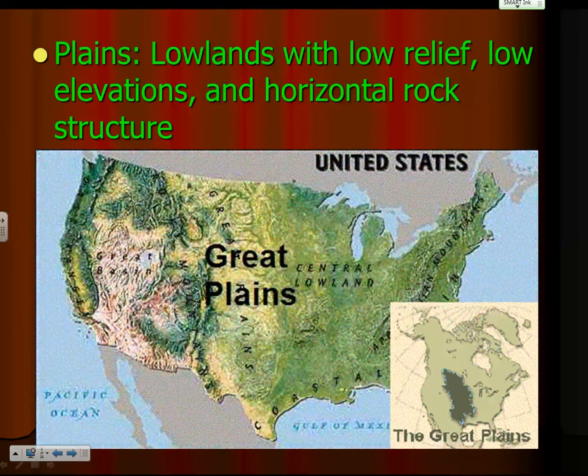Okay, the next landscape region, plains. Lowlands, they have low relief. That means not lots of ups and downs. Low elevations, so they're not that far above sea level, comparatively speaking. And horizontal rock structures, so the rocks are relatively flat in relation to each other. And here we have the Great Plains in the central part of this map, and the central lowlands.